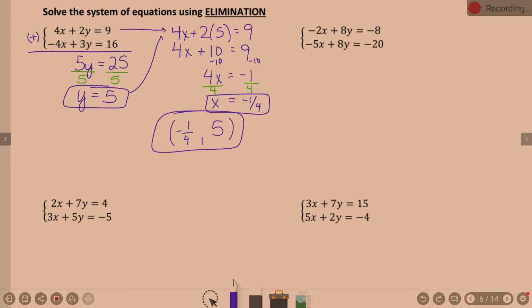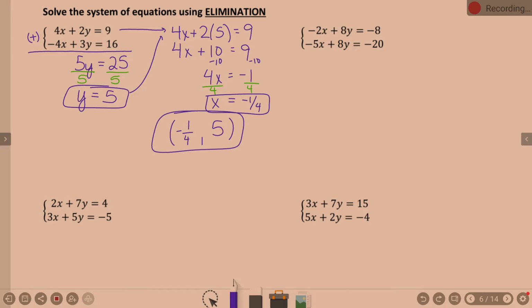Does this ring a few bells? Maybe? I think I'm getting there. I'm hopeful. Okay. Well, let's look at the second one. Negative 2x plus 8y equals negative 8. Negative 5x plus 8y equals negative 20. Which variable are you guessing we're going to eliminate? The y's, correct? Okay. Because the y's have the same pieces here, that would be my recommendation.